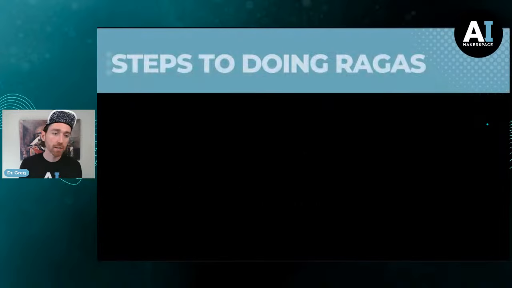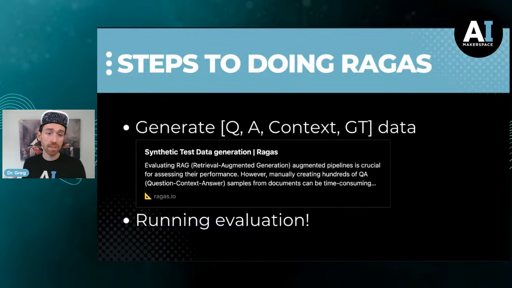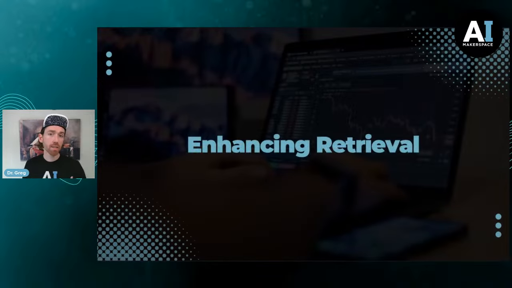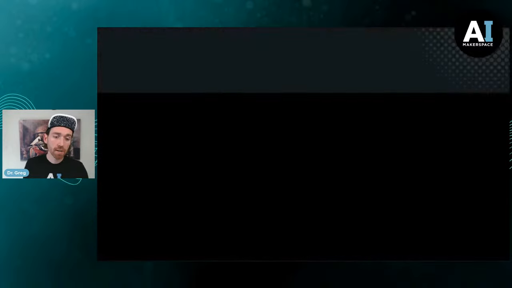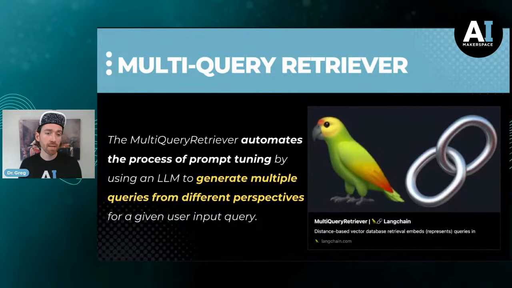But overall, the steps for doing RAGAS are to generate the question, answer, context, ground truth data. And there's an awesome new way to do this called synthetic test data generation that has recently been released by RAGAS. We'll show you how to get it done today. Run that eval, and then go ahead and try to improve your RAG pipeline. We're just going to take one simple retrieval improvement off the shelf from LangChain today. It's called the multi-query retriever. This is going to generate many queries from our single query and then answer all of those and then return the relevant context from each of those questions into the prompt. So we're actually getting more information.